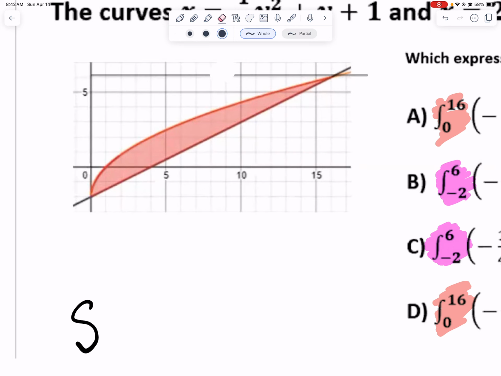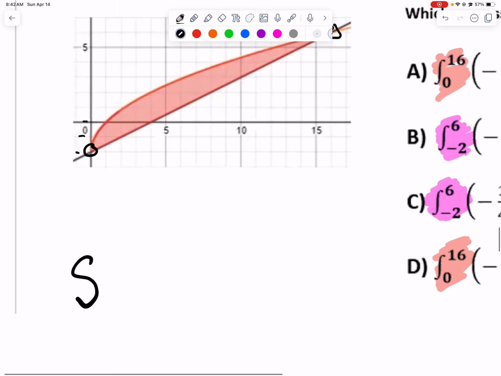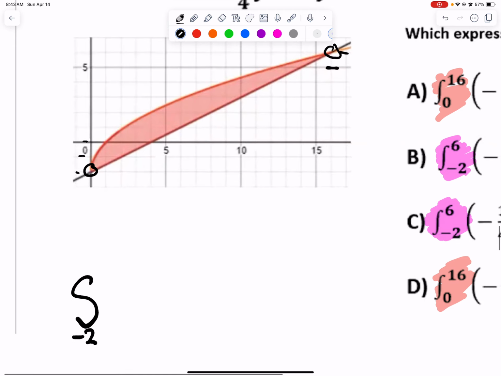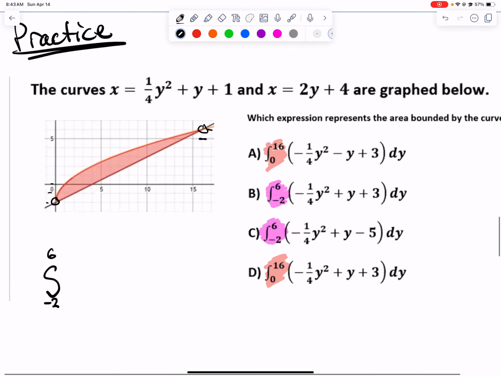Looking at the graph here, let me get rid of that line real quick. We can see that we intersect here, and we intersect there. The question is, what are our y values at these points? Because we're doing this in regards to y. So if this is 0, we've got -1, -2. So my lower bound is -2. Look in here as well. This line is 5. We go up one more, it's going to be 6. So I know my bounds are 6 and -2. Well, there's only 2 with that, so the other 2 are not our answer.